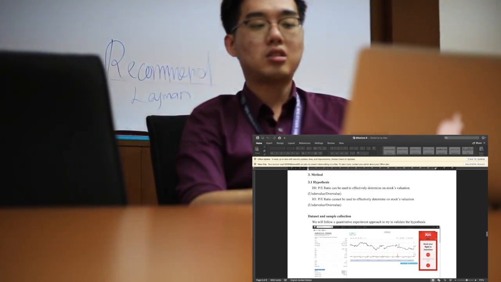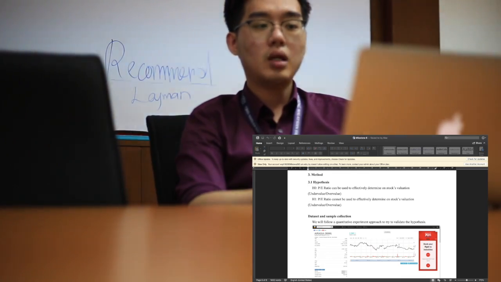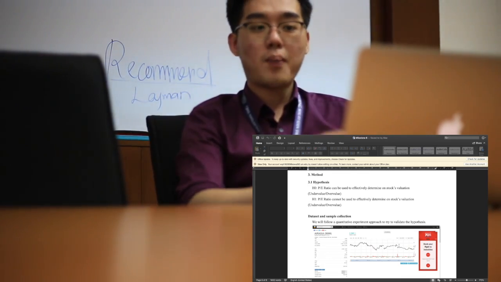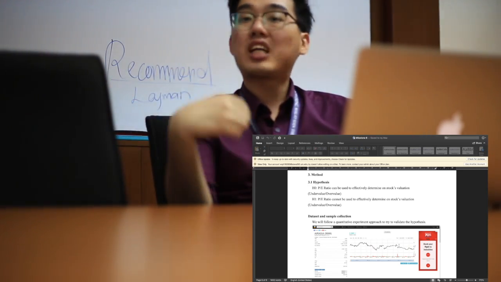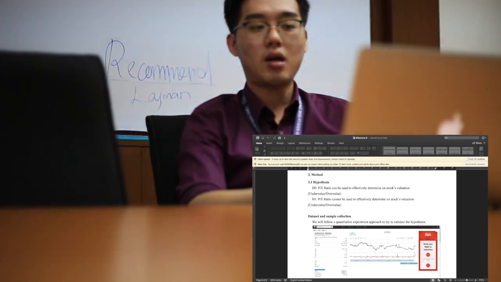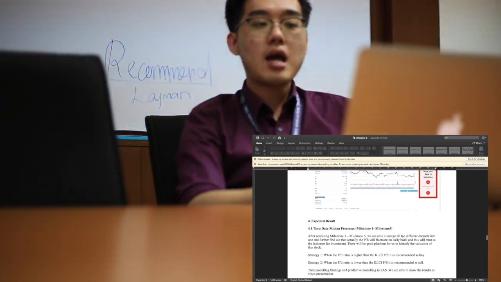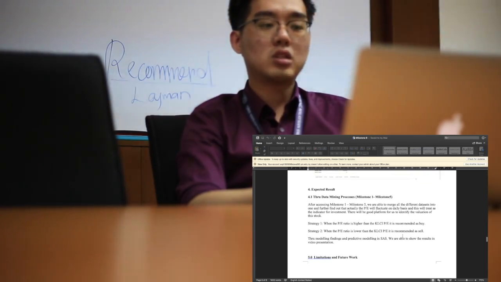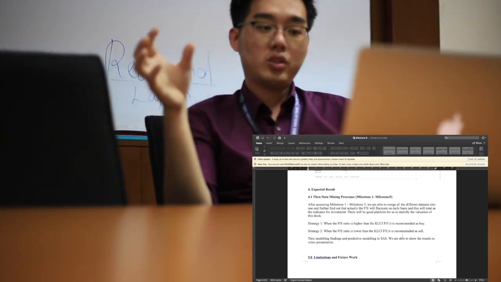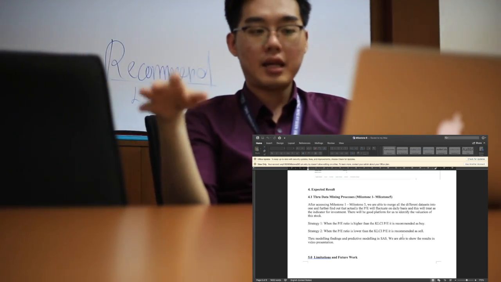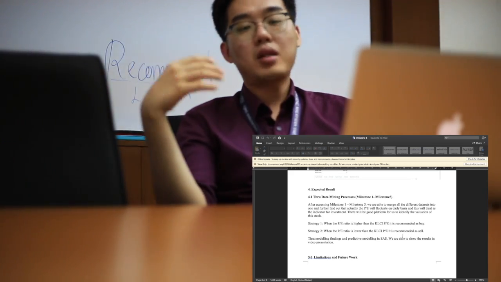And our method is through hypothesis testing. Our null hypothesis is that the PE ratio can effectively determine the stock valuation, either overvalued or undervalued, and the alternative hypothesis is that the PE ratio cannot determine it. So we do a sample collection, and based on the expected result, our expected strategy is that when the PE ratio is higher or lower than the KLCI PE ratio, then it is recommended to buy or sell.